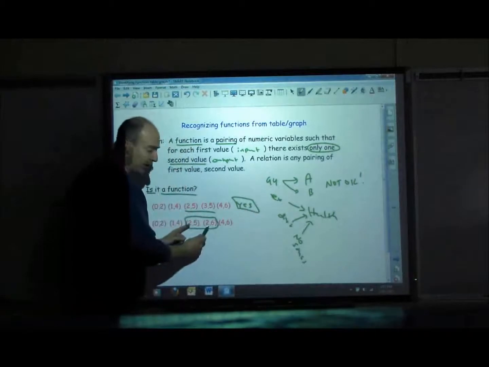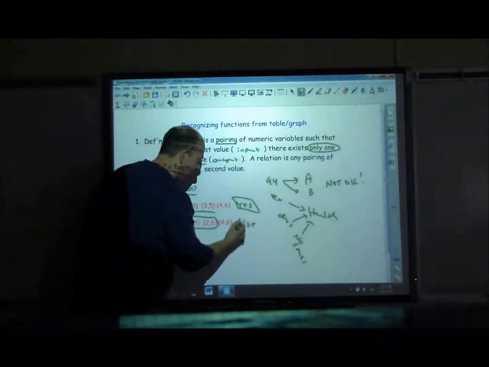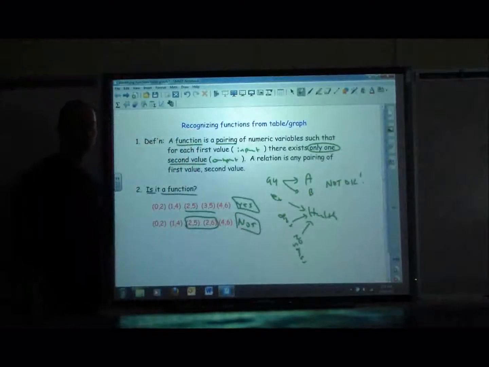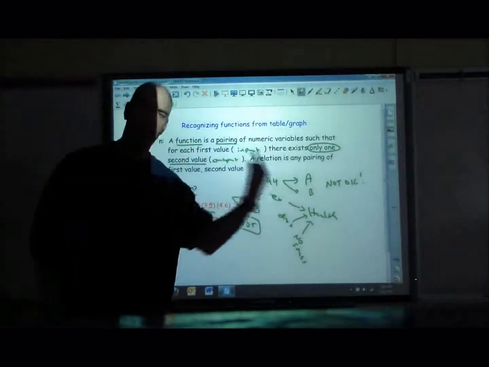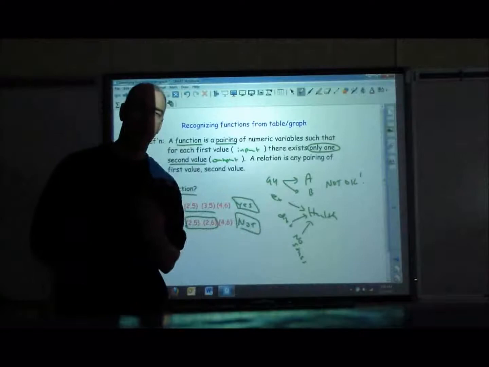So this is wrong right here, not a function. You want to look for it: if it has an input, it can only have one output. You cannot have one input having multiple outputs.